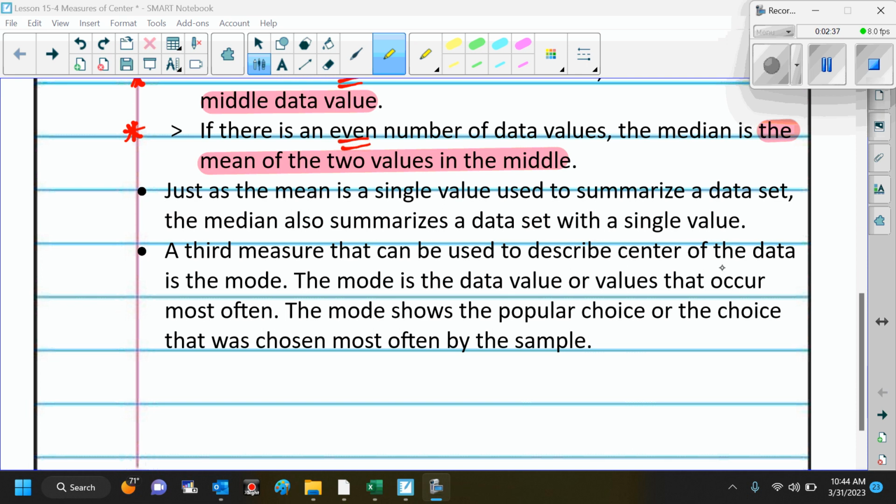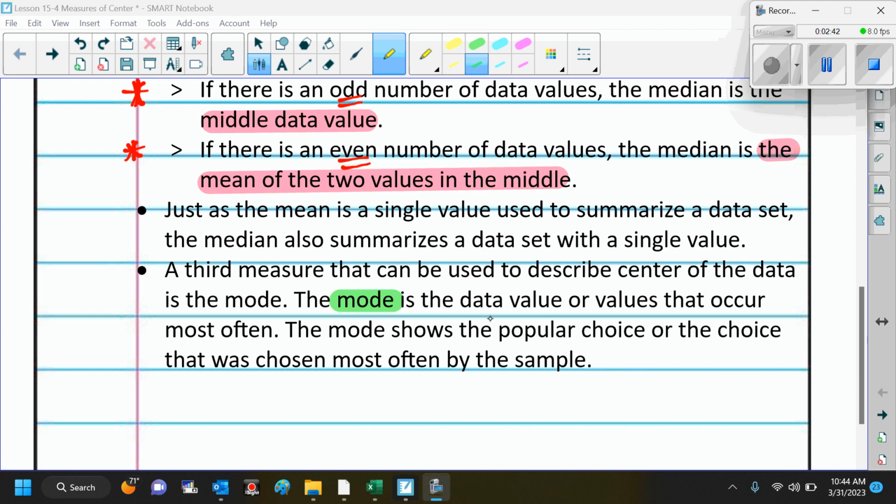A third measure that can be used to describe the center of the data is the mode. The mode is the data value or values that occur the most often. The mode shows the popular choice, or the choice that was chosen most often by the sample. Now, remember, it says here value or values. So that means you can have just one mode or you can have more than one.